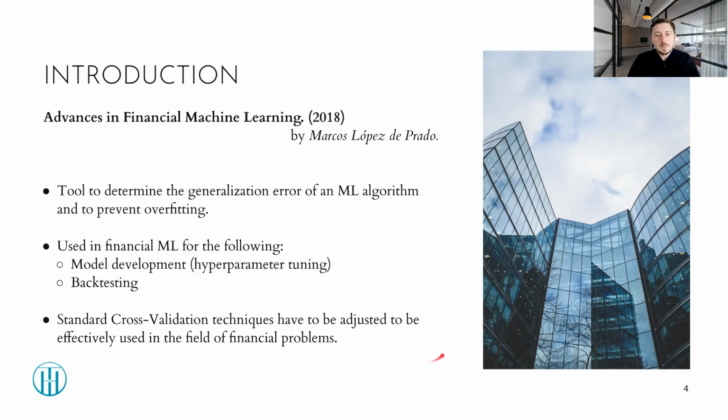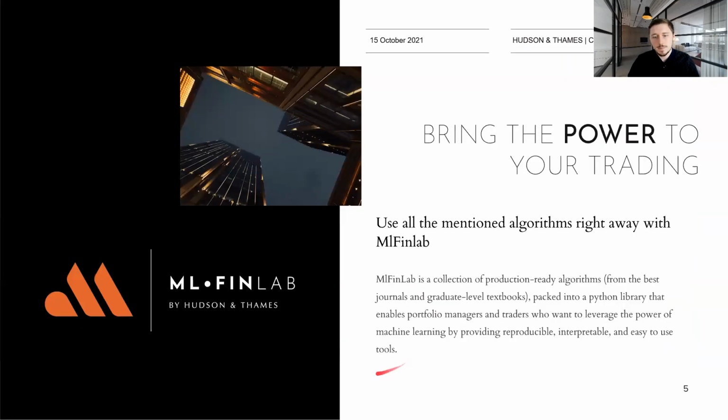If you're interested in specific elements to be looking at from the book Advances in Financial Machine Learning, the description of standard cross-validation techniques is chapter 7 of the book. Use case of cross-validation in backtesting is chapter 12 of the book. And even though not covered in this particular presentation, if you want to get more information on the use of cross-validation in hyperparameter tuning, please check chapter 9 of the book Advances in Financial Machine Learning.